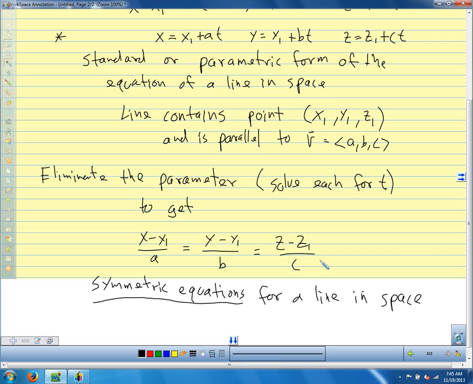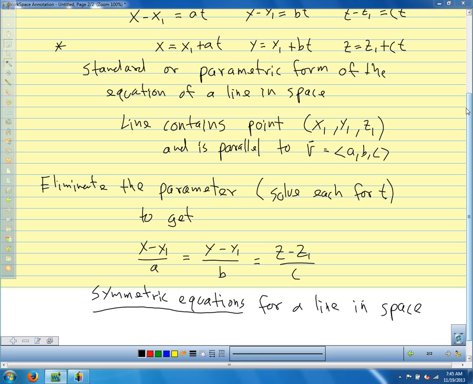So lines in space, a little more complicated than lines in the plane. We either have to deal with parametric equations or these symmetric equations. We deal with a set of equations for a line in space. So questions on our development.